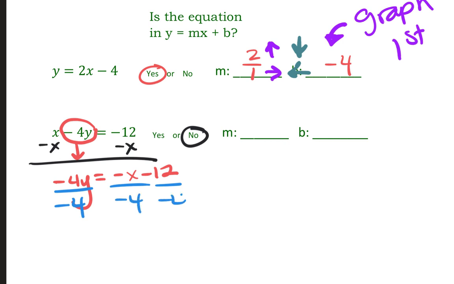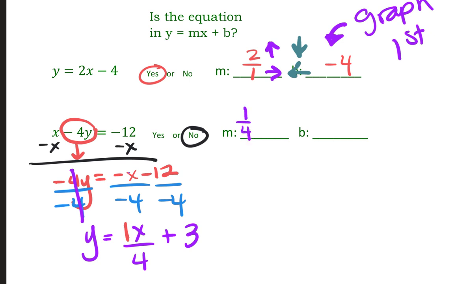Don't lose your negative. All right, so negative 4 divided by negative 4 is 1. Negative and a negative makes it a positive. And the negative and negative also makes that a positive. What's 12 divided by 4? 3. All right. Mind you, even though it says x over 4, it's actually a 1 over 4. So even though it says x, technically there is a 1 there. All right, so then what's our slope? Our slope is 1 over 4, and our y-intercept is 3.